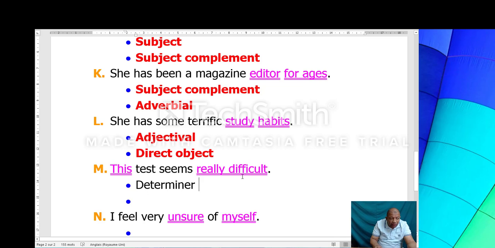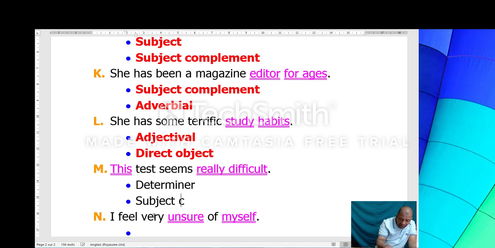Really difficult, this is subject complement. Why? Which is difficult? So here we speak about difficult because it has a relation to this test, and the linking verb is to seem. So to seem is one of the sisters of the verb to be. It is a linking verb. Subject complement.